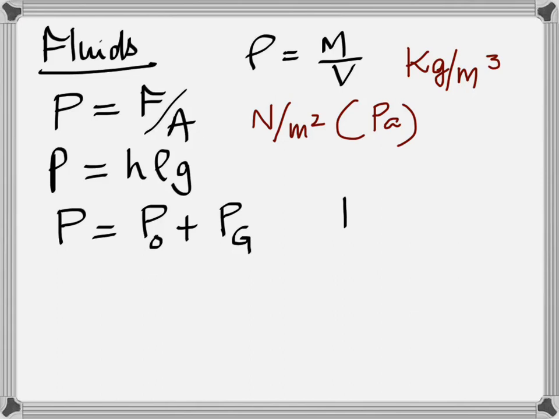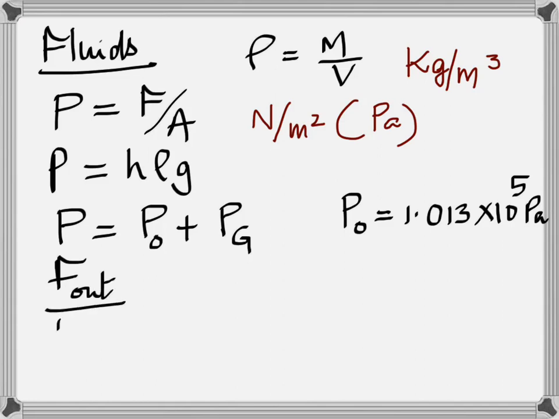Absolute pressure is the sum of the atmospheric pressure and the gauge pressure. So P is absolute pressure, P0 is atmospheric, Pg is gauge pressure. Atmospheric pressure, good thing if you know it, 1.013 times 10 to the 5 pascals. If it's not given, then you can use 10 to the 5. So you have to know that. Atmospheric pressure is 10 to the 5 pascals.